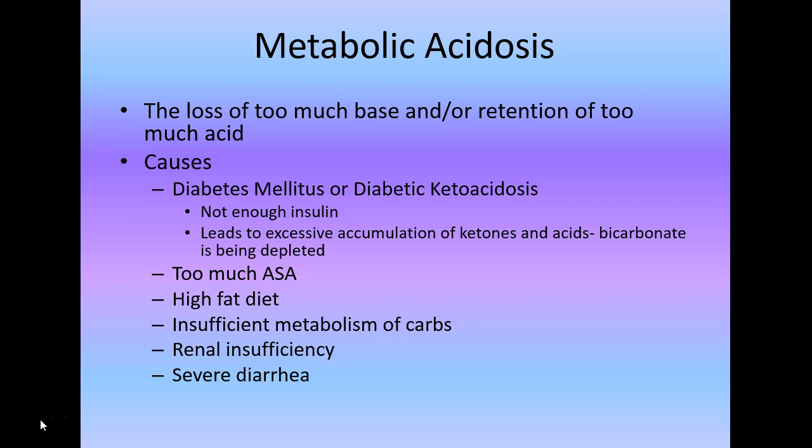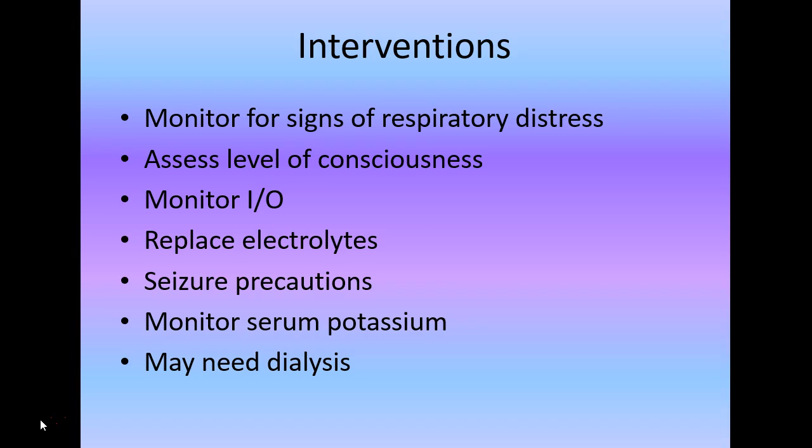So for metabolic acidosis, it's the loss of too much base and/or retention of too much acid. Causes could be diabetes mellitus or diabetic ketoacidosis. This is not enough insulin. It leads to excessive accumulation of ketones and acids and bicarbonate being depleted. Other causes are too much aspirin, a high-fat diet, insufficient metabolism of carbs, renal insufficiency, or severe diarrhea, because severe diarrhea actually lowers the potassium.